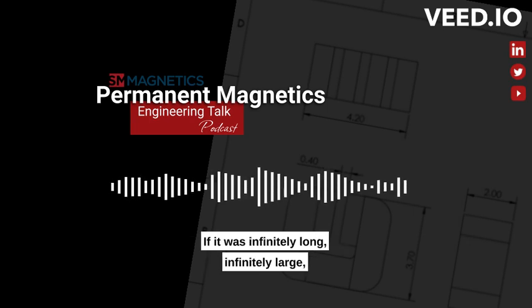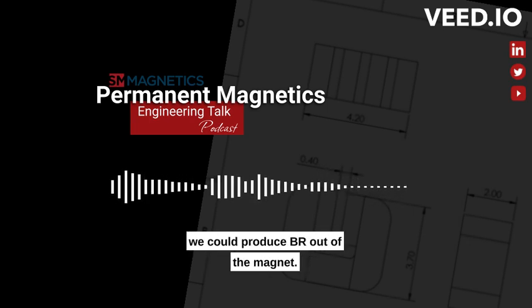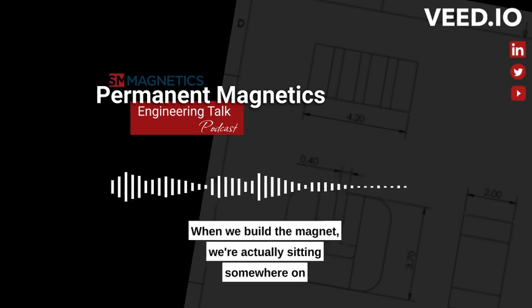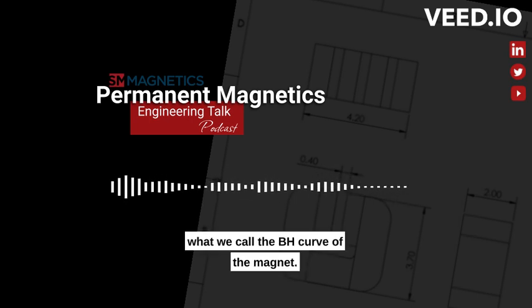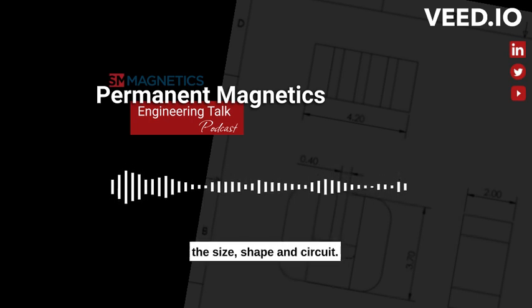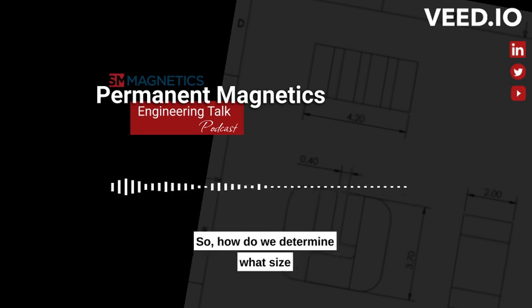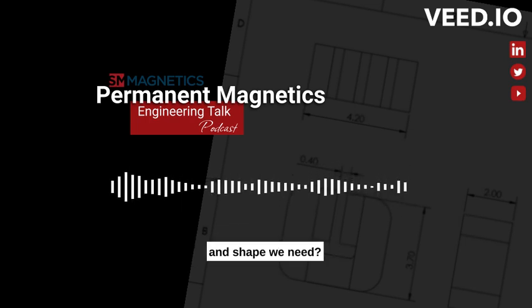If it was infinitely long, infinitely large, we could produce BR out of the magnet, but that's not actually what we're getting when we build the magnet. We're actually sitting somewhere on what we call the BH curve of the magnet. The output is determined by the size, shape, and circuit. So how do we determine what size and shape we need?